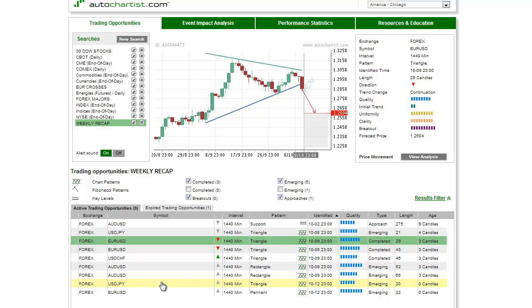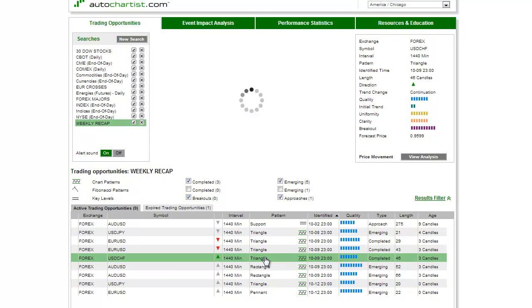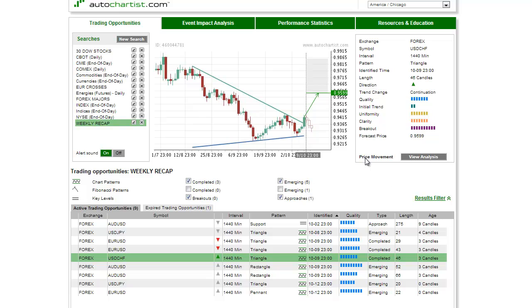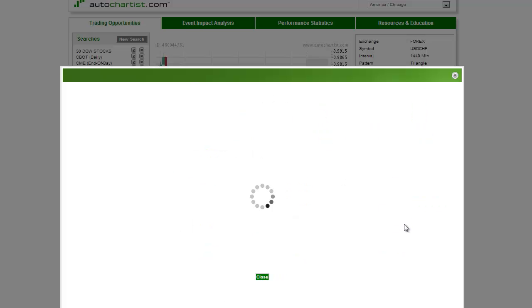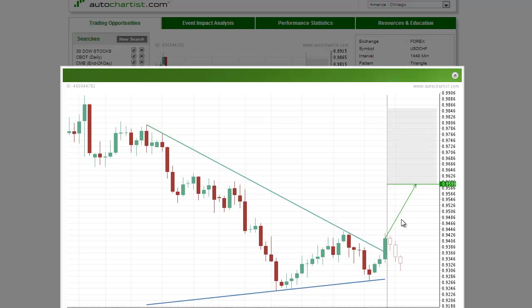And then finally, we ended the week looking at the USDCHF, which is the US dollar Swiss franc. If we do get a flight to safety rally, then we're going to see the US dollar pick up the pace again against the Swiss franc, and that could set up a move to the 95.99 area, which Autochartist has identified on this 1440-minute chart.